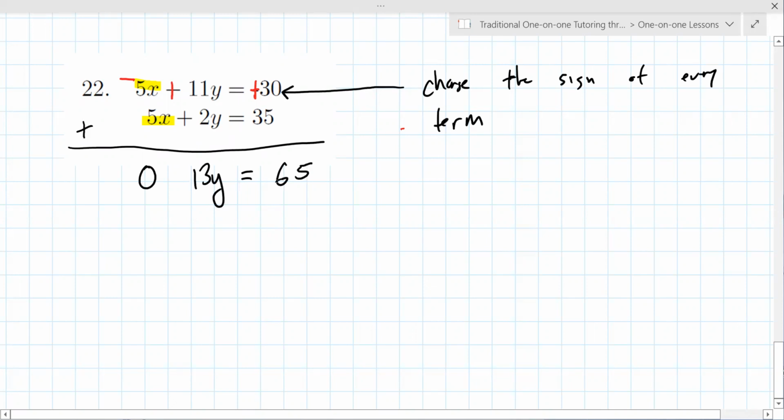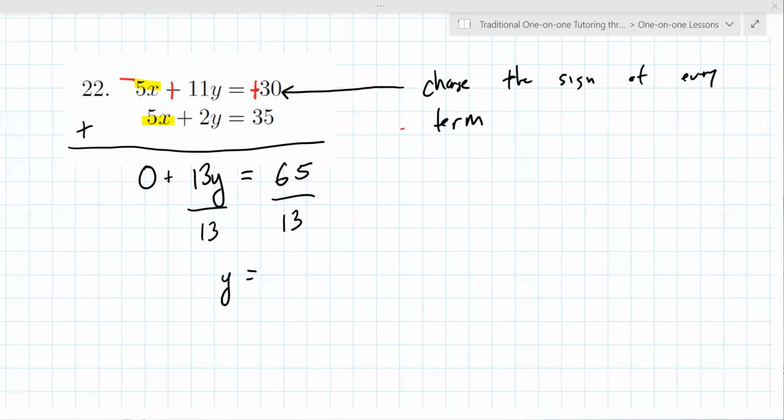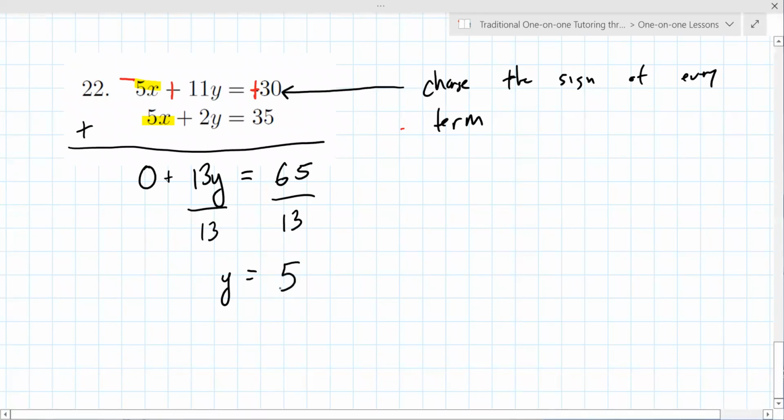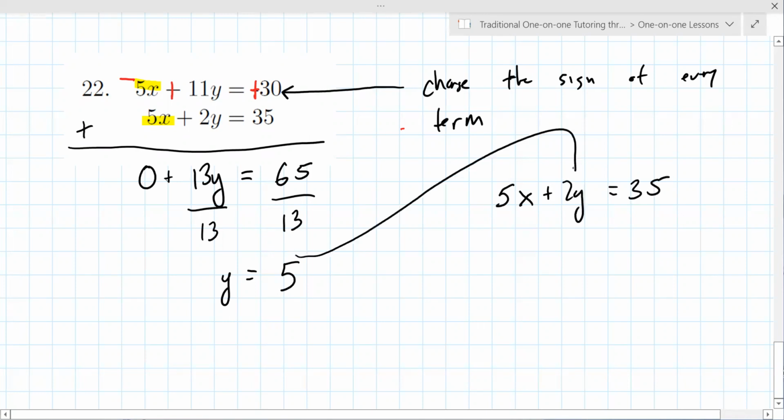Now, what do you do to solve for y? Divide both sides by 13. Okay, and can you tell me what that equals? What does y equal? Five. Okay. All right, now let's have you use the second equation, and I want you to solve it for x. So you're going to put this value in for y this time. Okay.